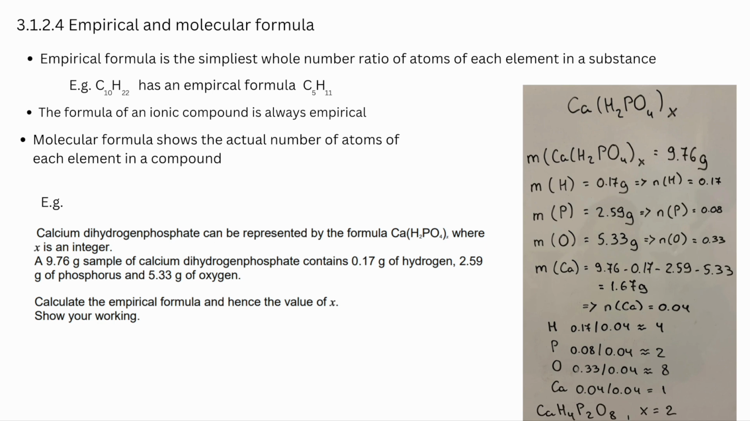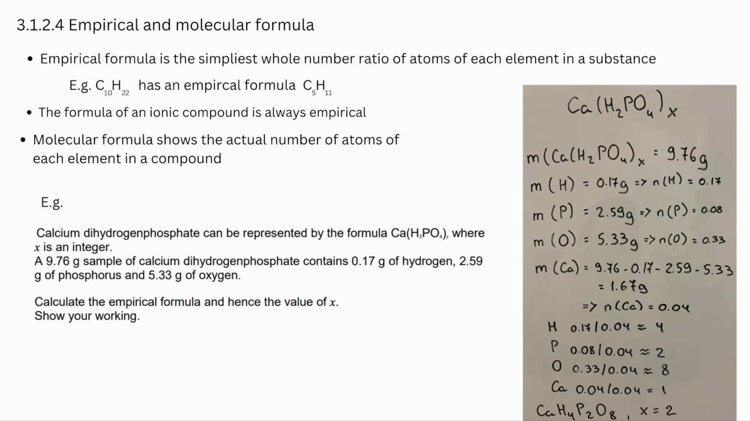Empirical formula is the simplest whole number ratio of atoms of each element in a compound. For example, dodecane, which has a formula C12H26, has an empirical formula C6H13. You have to know that the formula of ionic compounds is always empirical. Molecular formula shows the actual number of atoms of each element present in a compound. Let's do a past paper question.